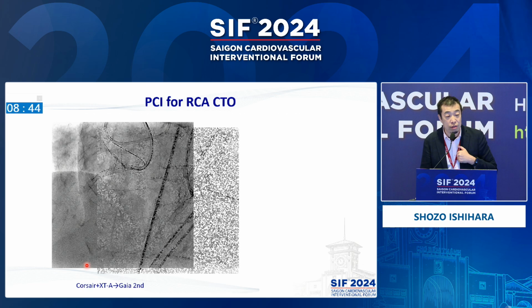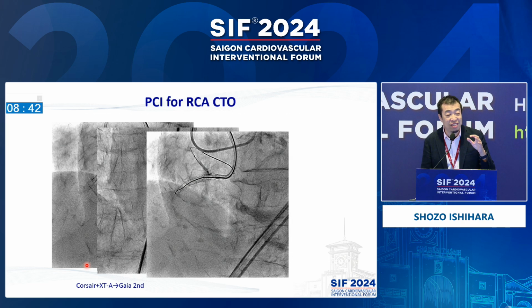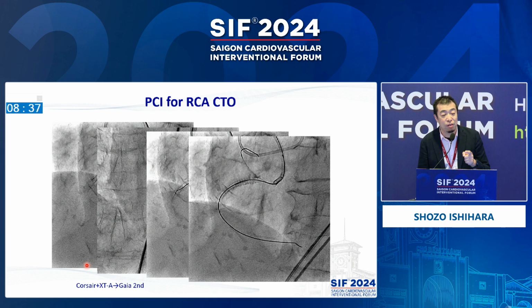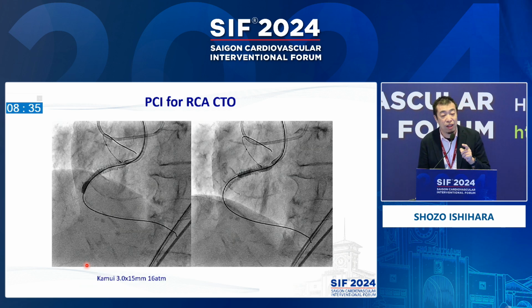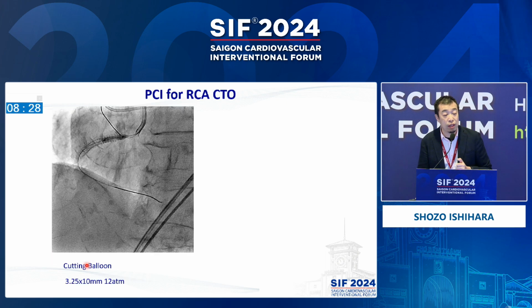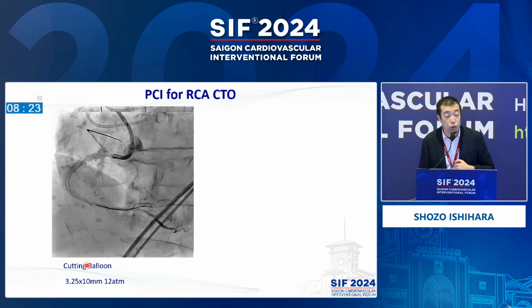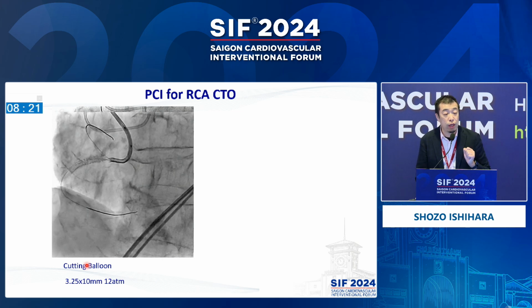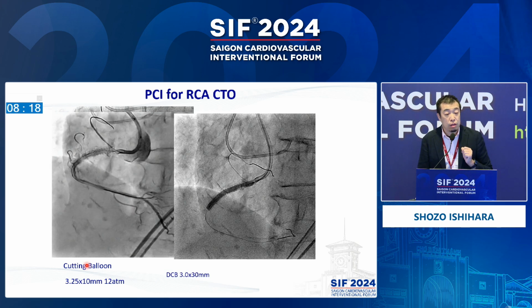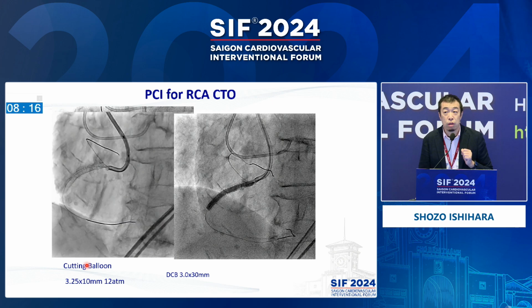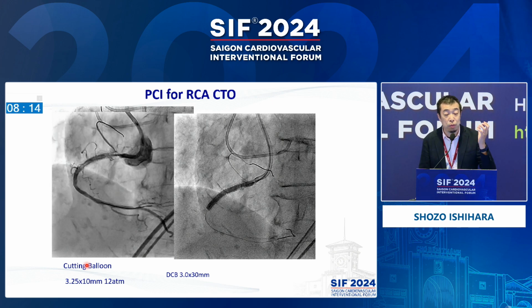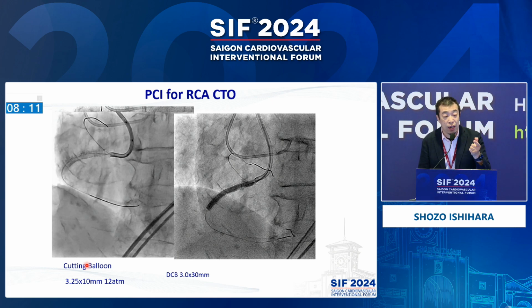So what can we do? Of course, any kind of wires or microcatheter we can use, so that lesion was crossed, not so difficult, and even using the balloon anchoring technique, we can advance the balloon and also the microcatheter, and then even using a cutting balloon. This is a 3.25 cutting balloon, but still not expanded well like this. Why not so expanded? Because in the calcified lesion, the previous doctor put in so many stents like this, so it's a problem.